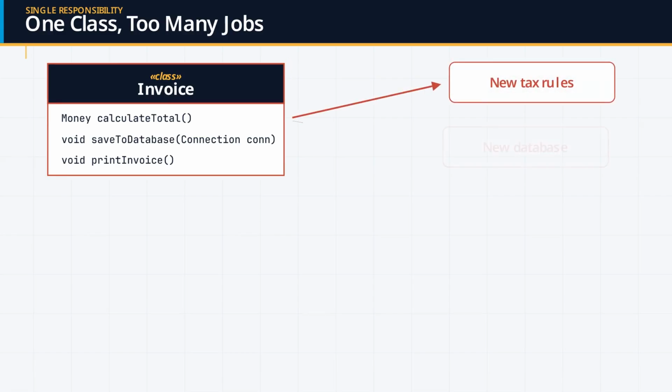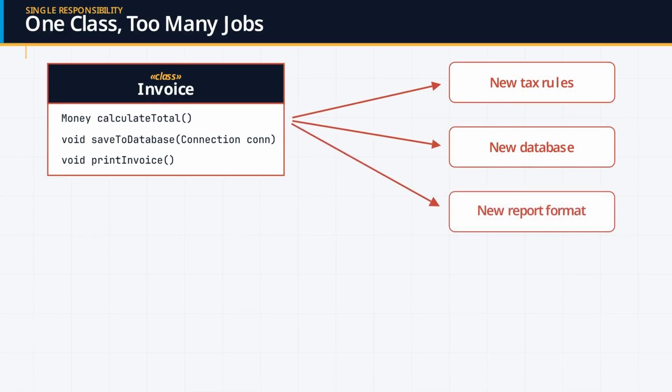So it has 3 reasons to change. New tax rules, a new database, a new report format. One class, 3 tangled responsibilities.